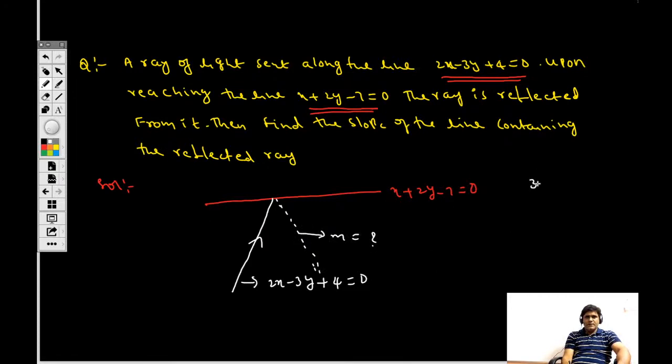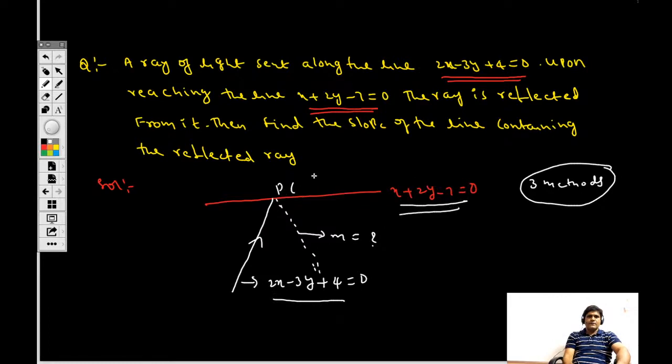We have three methods to solve this question. If you get the slope, then you will get the reflected ray also. This is the point of intersection P, the point of intersection of the incident ray and the mirror. But in the question, only the slope is being asked. Even so, you can find the reflected ray equation also. As soon as you get the slope, using this point of intersection and the point slope form, you can find the reflected ray also.